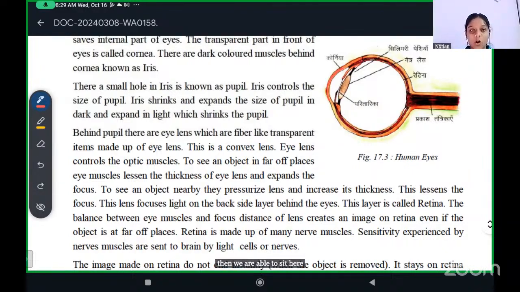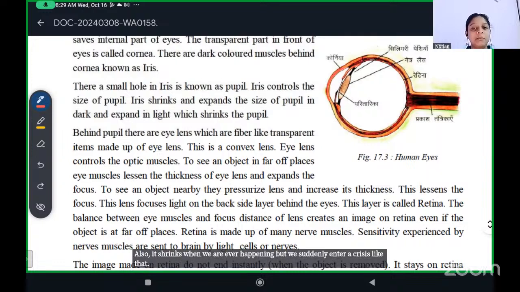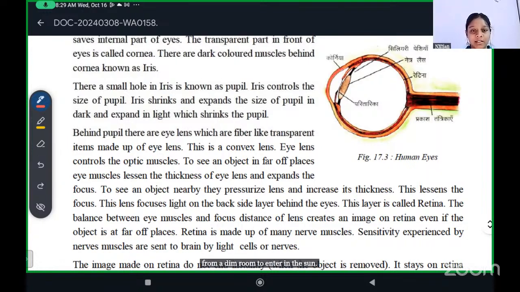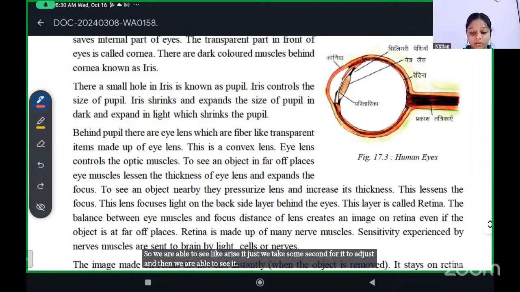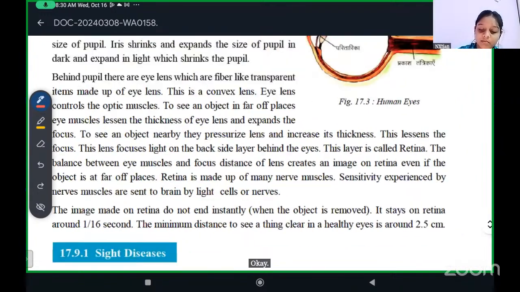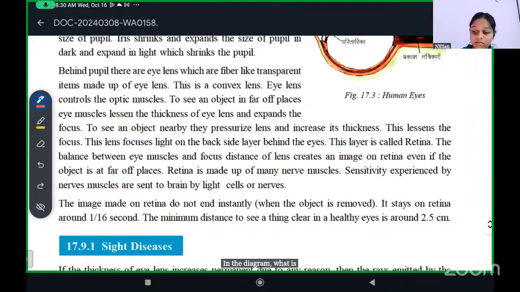Also, has it ever happened that you suddenly enter bright light, like from a dim room you step into the sun? Then also you are unable to see at first, right? Because the pupil shrinks. We are unable to see in the dark, so it expands. So we are able to see as our eyes adjust. It takes some seconds to adjust and then we are able to see clearly. All right, in the diagram, what is the ciliary fascia?